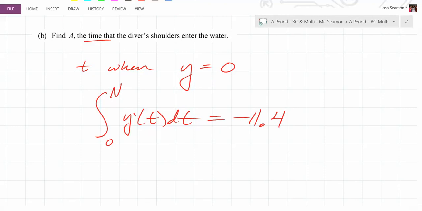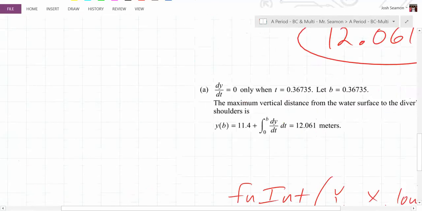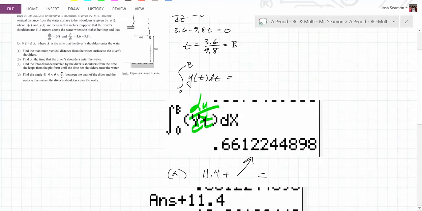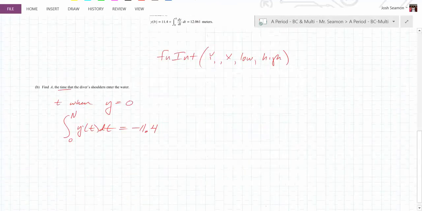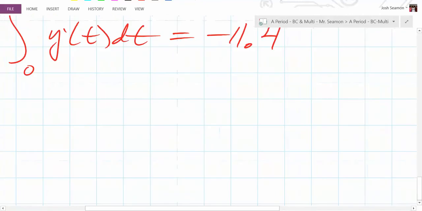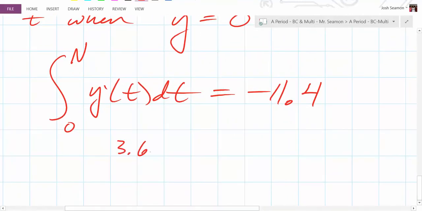So how do you go about solving this? You know what the integral is, right? Because it's a really simple vertical velocity. It's 3.6t minus 4.9t squared, right? Does that look familiar? So it's 3.6t minus 4.9t squared, from what to what?